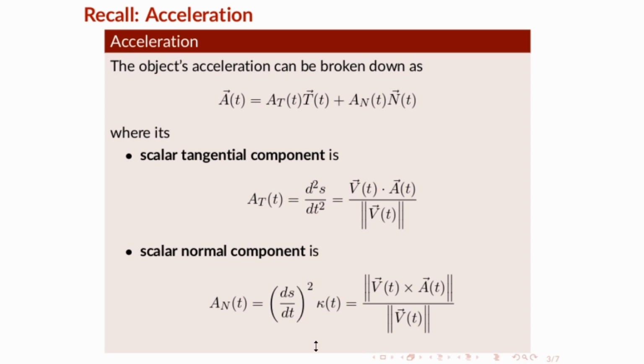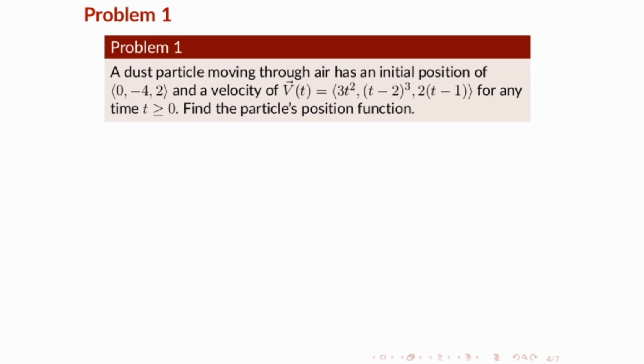Let's move on now. Some sample problems. We have 3 in total. Now, the first one is this one. A dust particle moving through air has an initial position of (0, -4, 2) and a velocity of v(t) = (3t², (t - 2)³, 2(t - 1)) for any time t greater than or equal to 0. And we want to find the particle's position function.